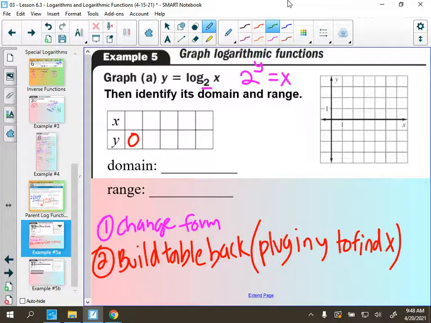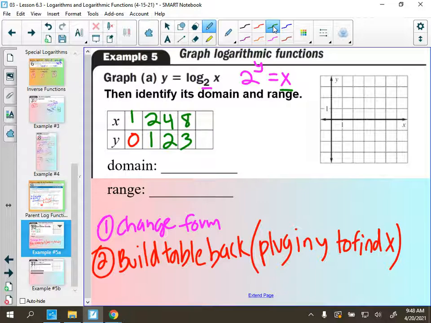0 is a great number to plug in. 2 to the 0 power is 1. Sweet. Now these are all y values. Plug in a 1 for y. 2 to the first power is 2. Plug in a 2 for y. 2 squared is 4. Plug in a 3 for y if I want. 2 to the third power is 8.